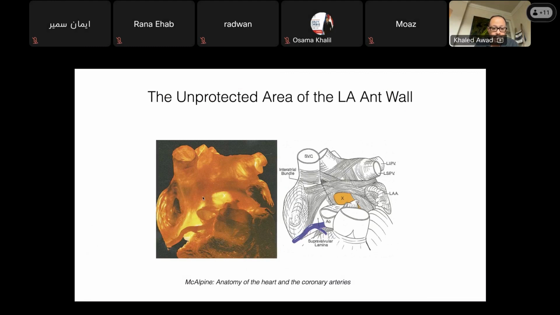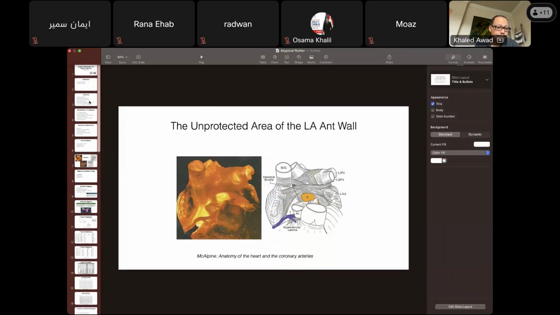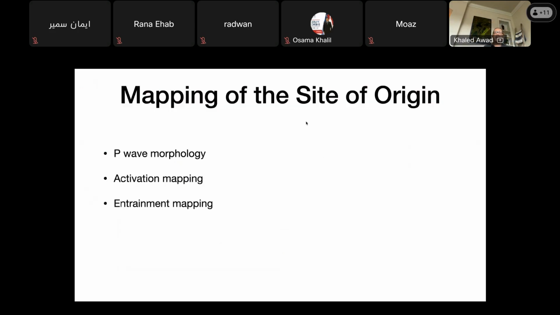Under Bachmann's bundle, they have a light essentially in the left atrium, so that's a transillumination view, and you can see how thin the coating is around that area. It's called the unprotected area of the left atrial anterior wall. Anyway, let's go back to what we're talking about today.